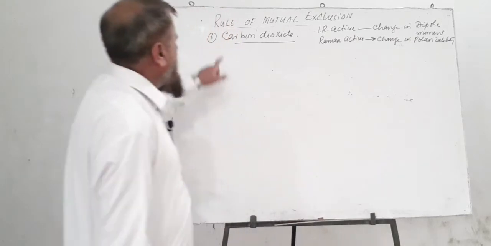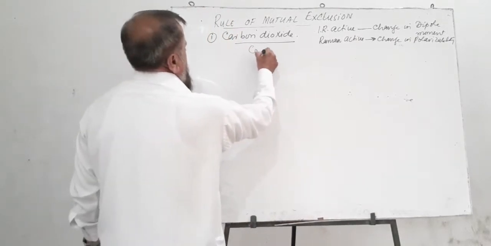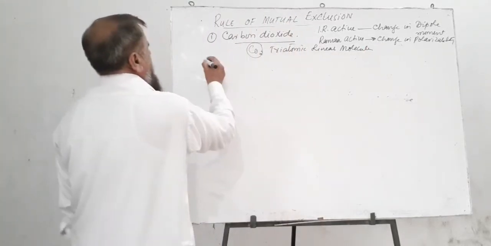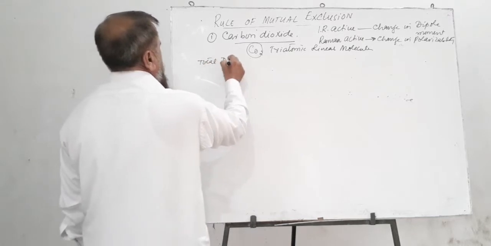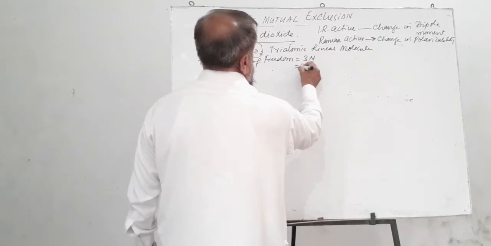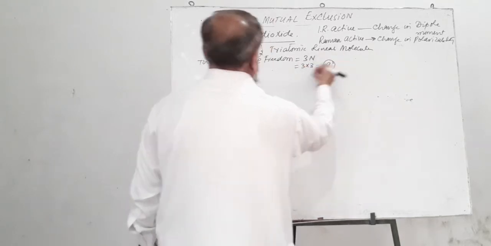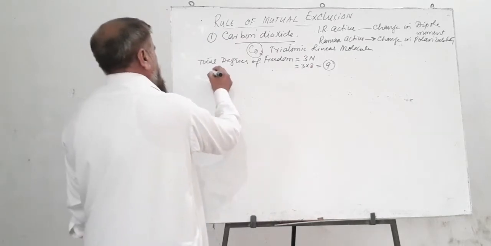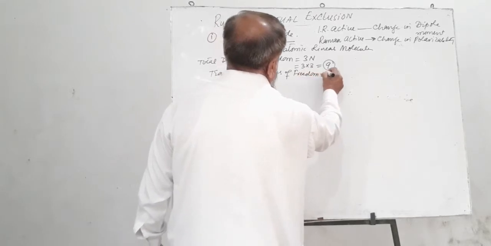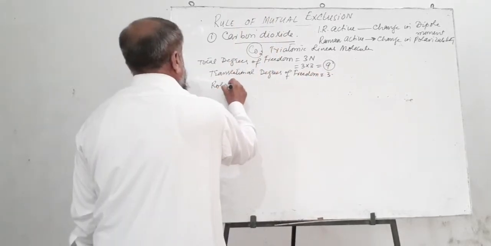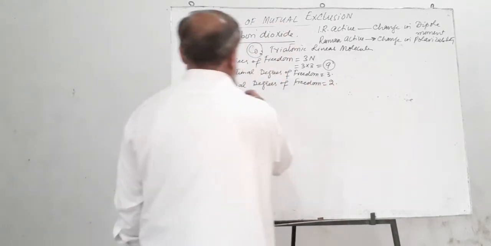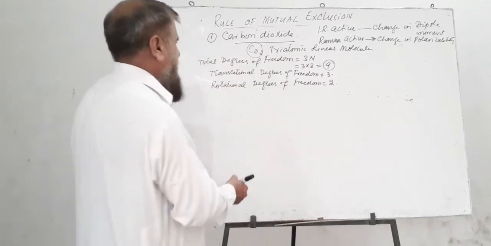Now we come to the example of carbon dioxide. Carbon dioxide is a triatomic linear molecule. The total degrees of freedom are 3n, where n is the atomicity of the molecule, so 3 into 3 is 9. Out of these 9 degrees of freedom, translational degrees of freedom are 3, rotational degrees of freedom are 2. Hence, the remaining degrees of freedom will be the vibrational degrees of freedom.